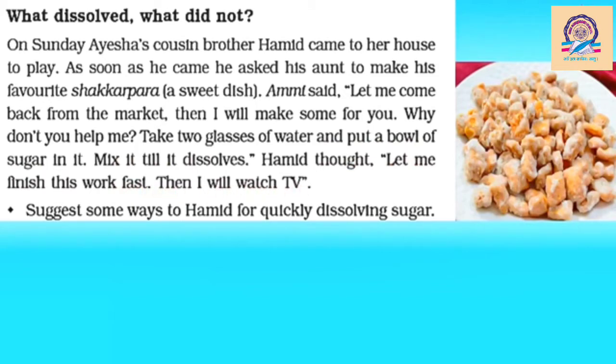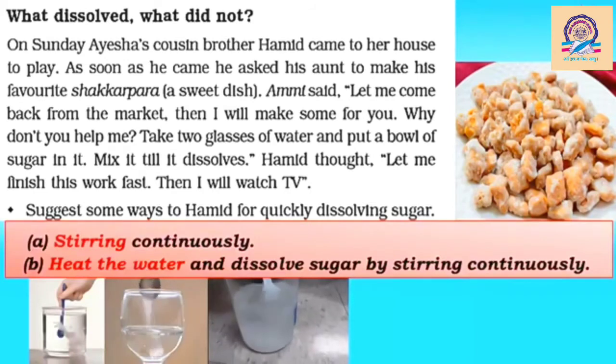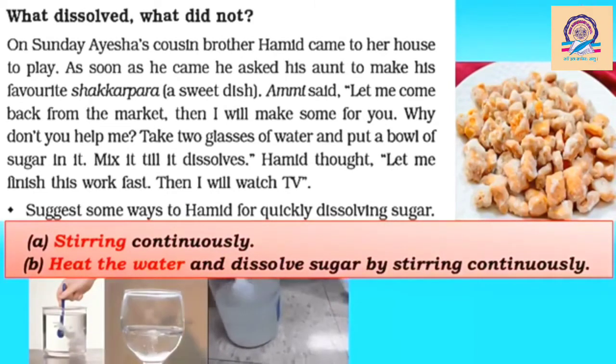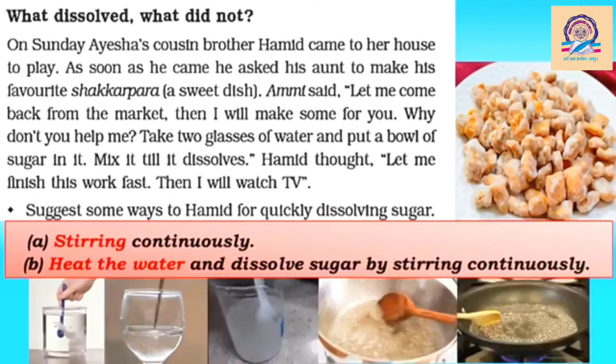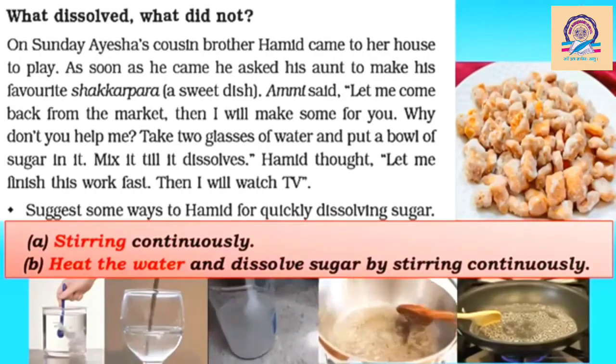But when Hamid started dissolving 1 bowl of sugar in 2 glasses of water, he found that the sugar is taking a lot of time to dissolve. So now suggest some ways to Hamid for quickly dissolving sugar. We can dissolve sugar quickly by stirring continuously and heating the water.